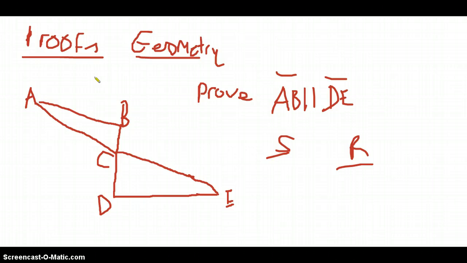And the real way to do this in a strategic way is that whatever they give us in the given, we try to see what we can deduce from that given, what we can find out, and how we can use that to prove this statement that line segment AB is parallel to line segment DE. Correct.